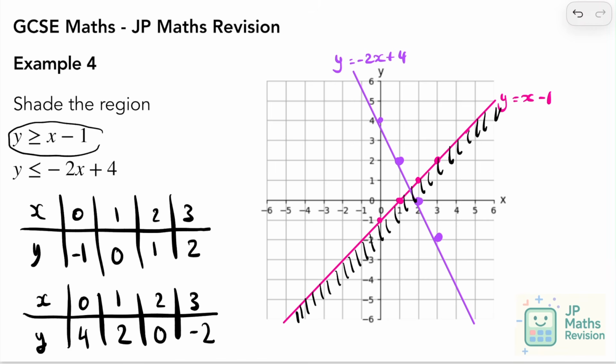And for the second one, we want less than or equal to. So we want the region that's below the line. So I'm going to cross out above the line to show that we're rejecting that region. So now we're left with this region here, so this is the region that we want. So that is the answer to this question.